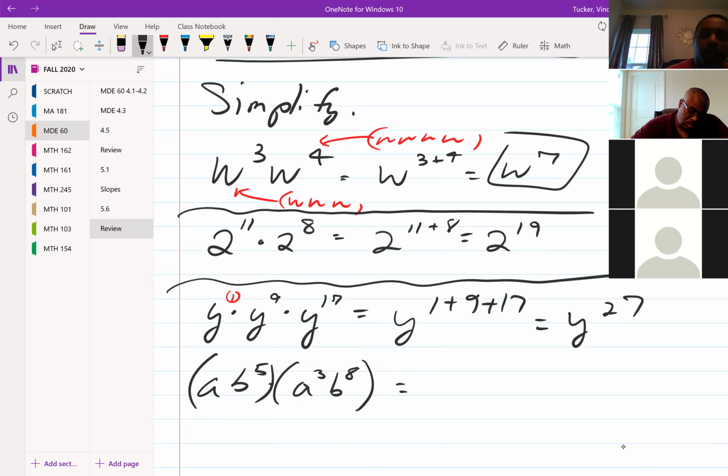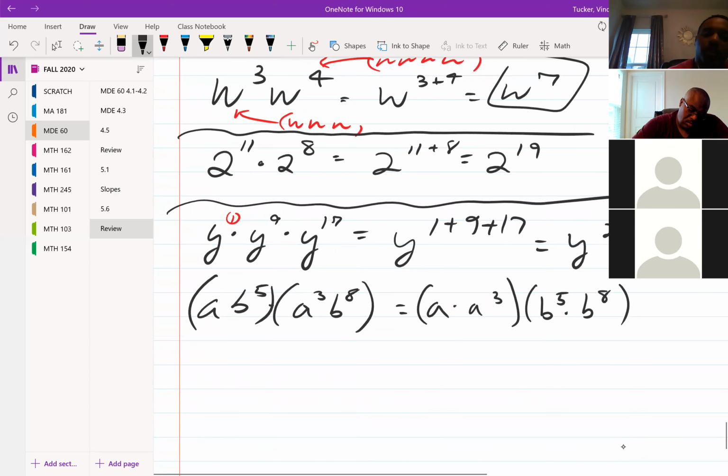All right, last one like this. So we have a b to the 5th, a cubed b to the 8th. And so we'll couple up the ones that are alike and add your exponents. So that's a to the 4th, b to the 13th.